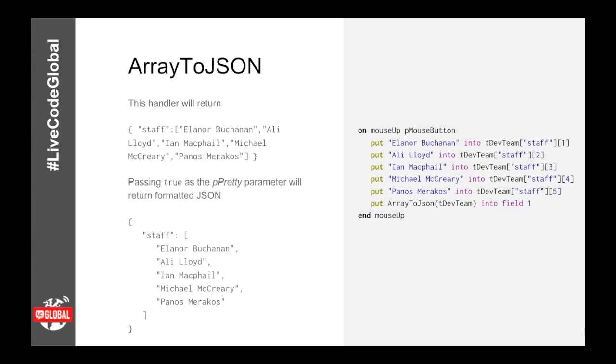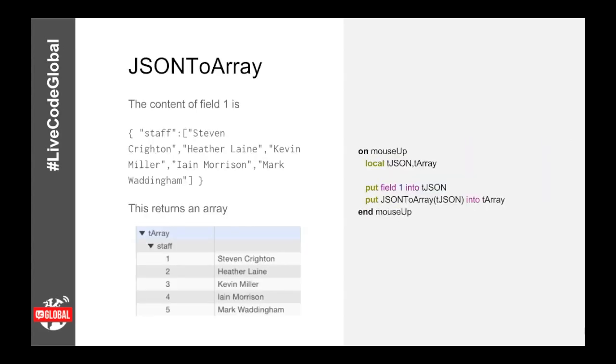They're both equally valid JSON, it just depends if it's going to be read by a human or edited, then you might want to pretty format it so that it's a bit more readable and easy to see how everything is laid out. And similarly, JSON to array will take a JSON string and it will convert it into a LiveCode array, as we can see with that little screenshot from the variable watcher there. It'll take that JSON string at the top, the staff colon, square bracket, Stephen Crichton, Heather, etc., and it'll convert it into a staff array that we can then use directly in our LiveCode app.